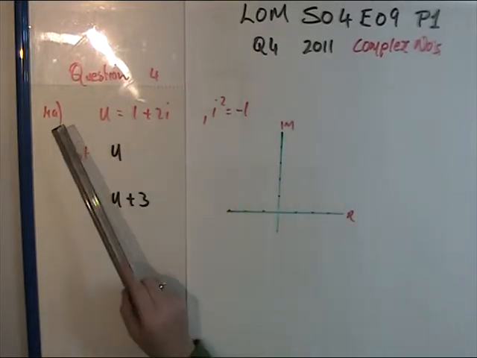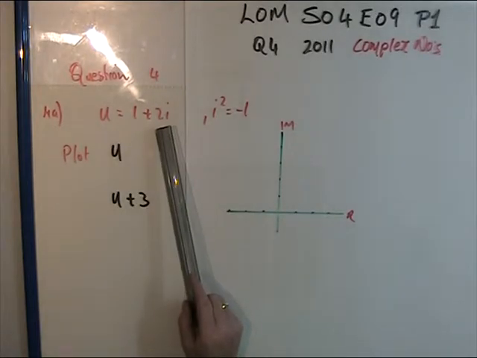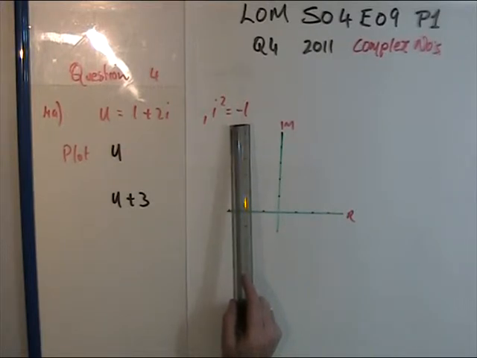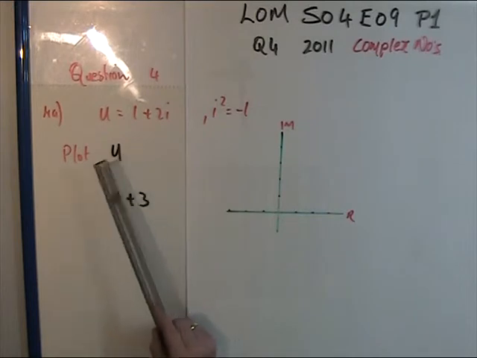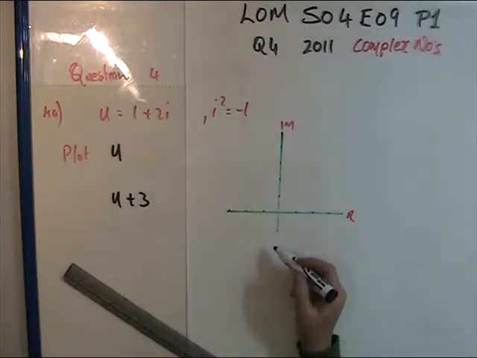Now at 4a, this is Question 4, 4a says u is equal to 1 plus 2i, and i squared is equal to minus 1. Now they're just letting you know that, okay? Now you should have the papers out in front of you, but I'll just put in what I can. Plot u. So that's the first thing it says. Plot u. u is 1 plus 2i.